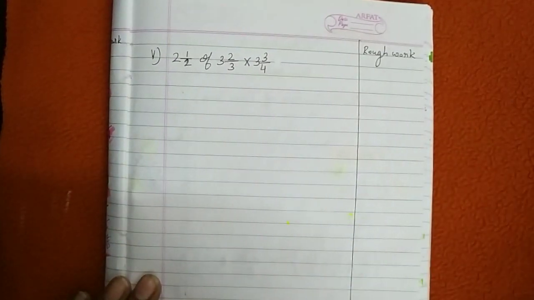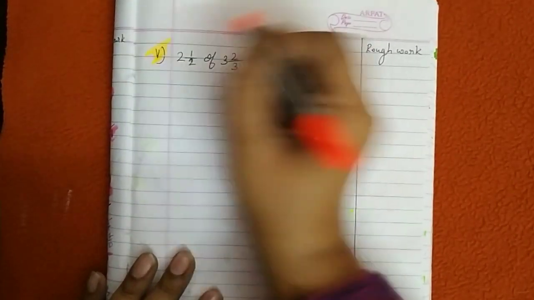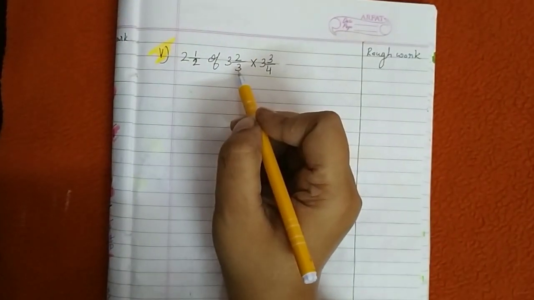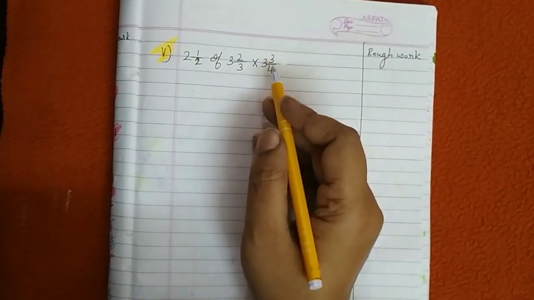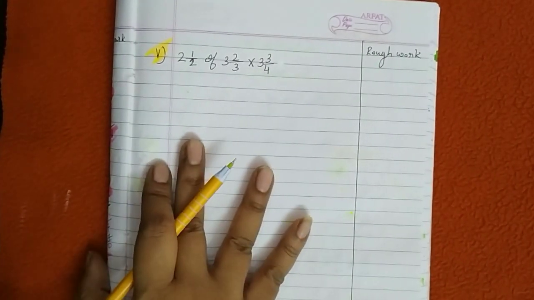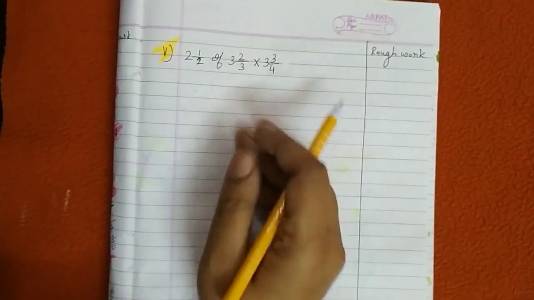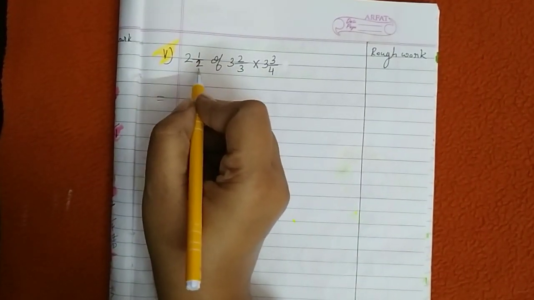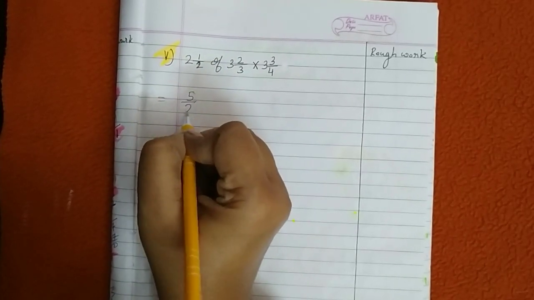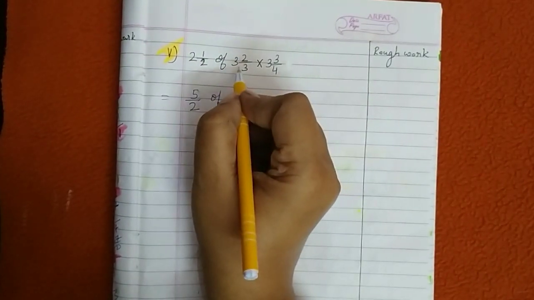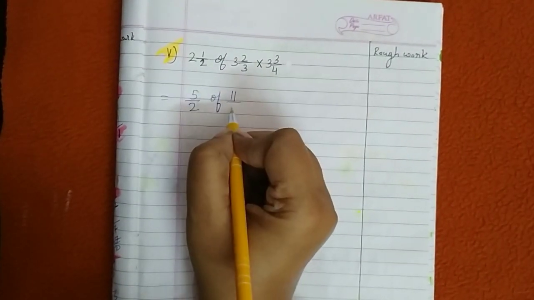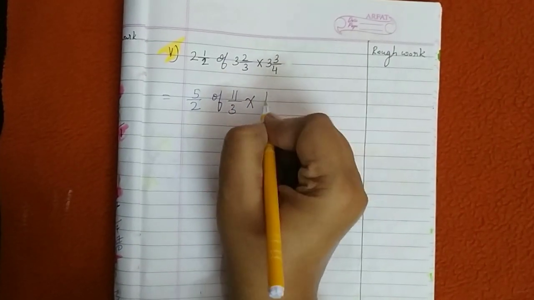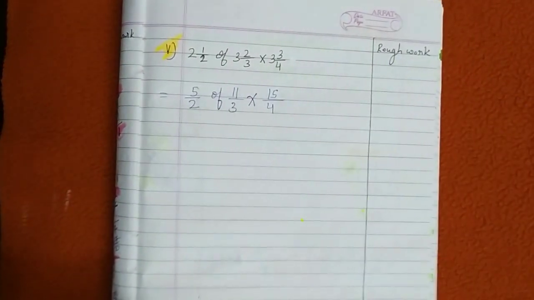Now, children, let's take one more example. Here you can see 2 whole 1 upon 2 of 3 whole 2 upon 3 into 3 whole 3 upon 4. Children, first what you do, just change these mixed fractions into improper fractions. Okay, 2 2s are 4, carry 1. 2 2s are 4 plus 1, 5. So 5 upon 2 of 3 3s are 9, 9 plus 2, 11. 11 upon 3 multiplied, 3 4s are 12, and 12 plus 3, 15. Yes, 4. This much is clear.